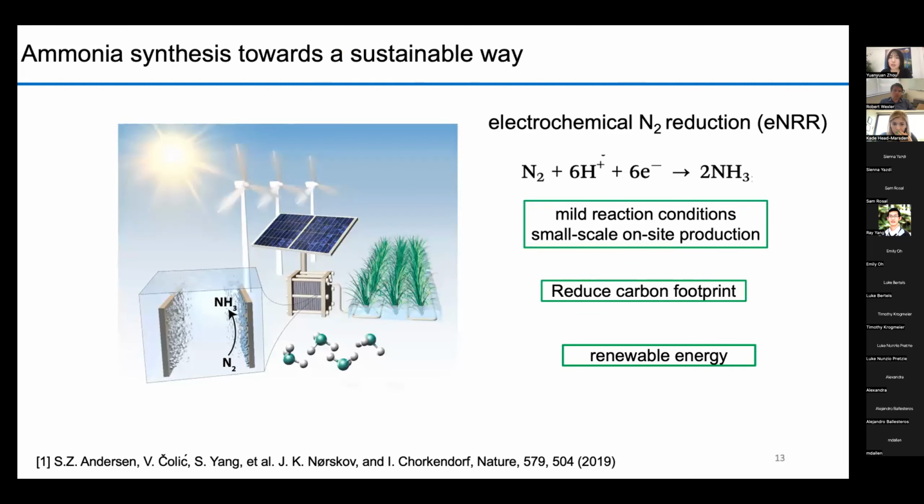Alternatively, the electrochemical nitrogen reduction reaction provides an extremely interesting substitute to the Haber-Bosch process. It operates at mild reaction conditions, the hydrogen can be provided by water, and the electricity can be provided by renewable energy like solar or wind. This will produce green ammonia and synthesize ammonia in a sustainable way.